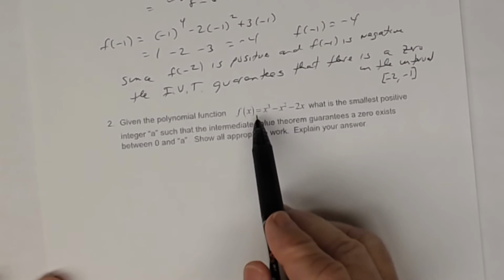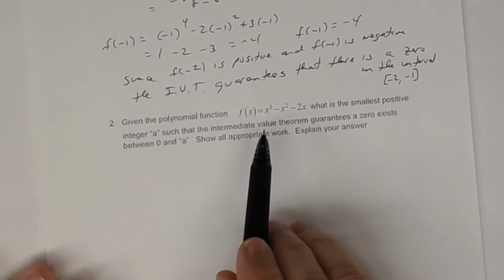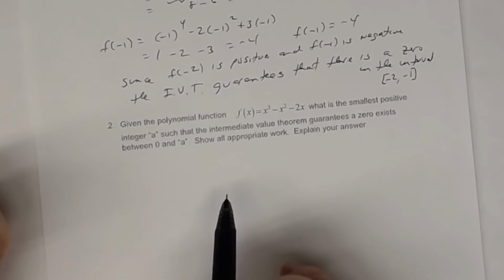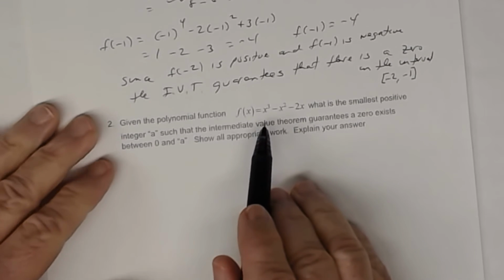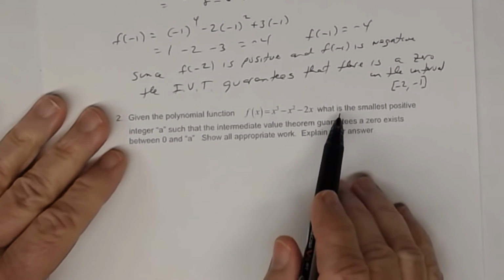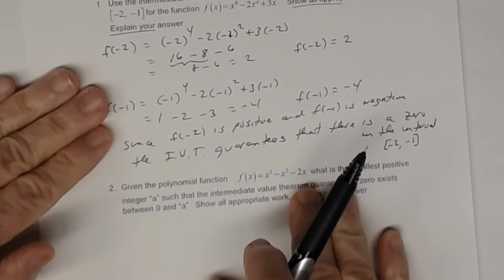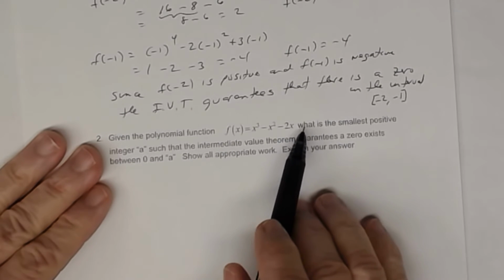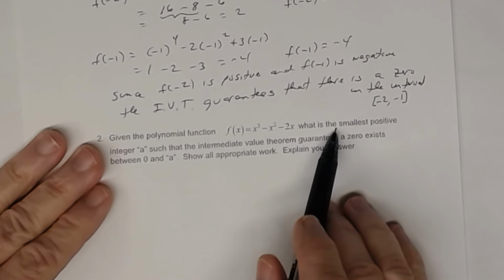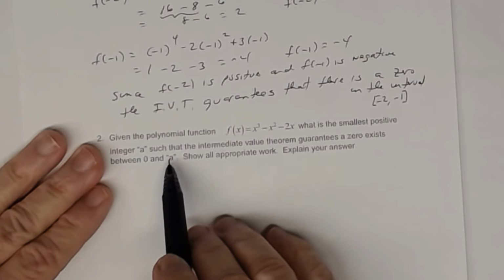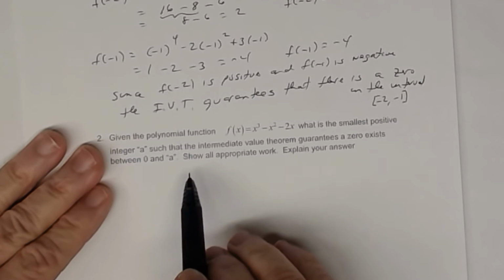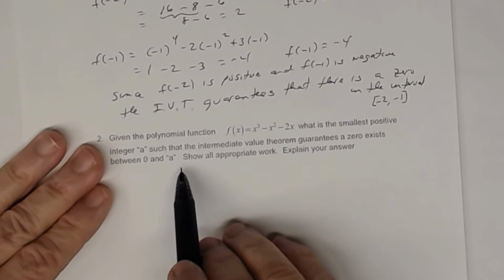All right, number 2. So number 2, I could have chosen a better function for number 2. This function made the directions here a little bit more complicated to understand. So basically, you're looking for that same idea here. So you have this function, it's a polynomial function, so it has to be continuous. And the question is though, what is the smallest positive integer a, such that the intermediate value theorem guarantees a zero between 0 and a.